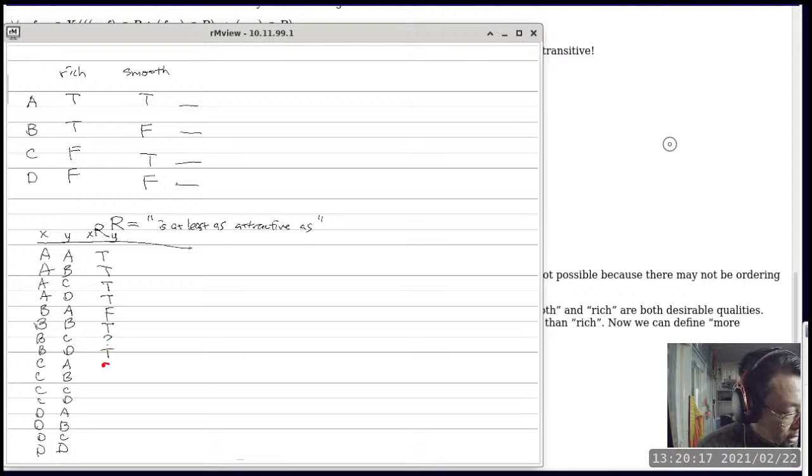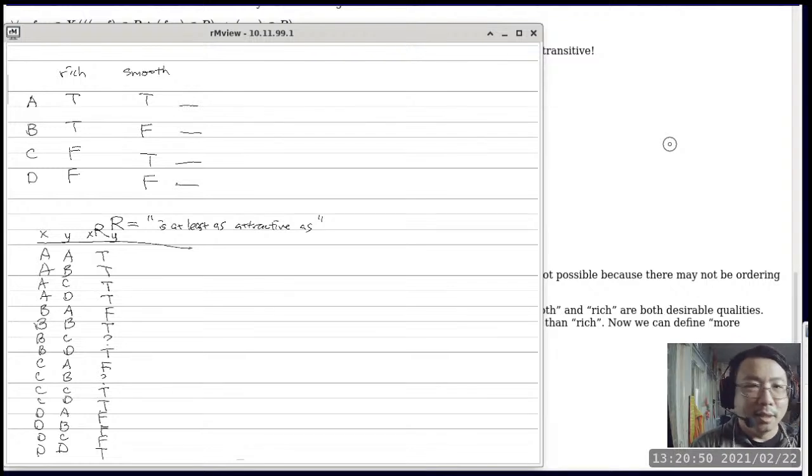CA is going to be false. CB, we'll answer that question later. CC is guaranteed true. CD is guaranteed true. DA, if you start with D, is always going to be false except for one of them, right? So this is false, false, false, true. In other words, someone who is not rich and not smooth is at least as attractive as someone who is not rich and not smooth.